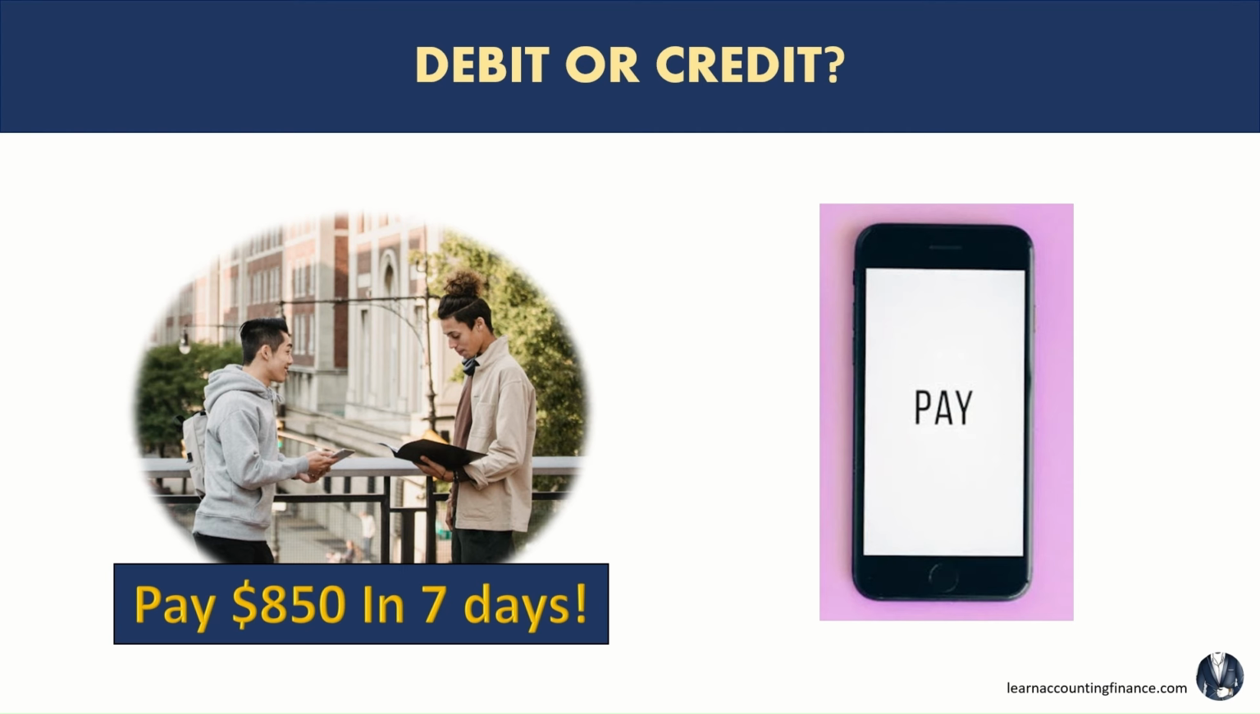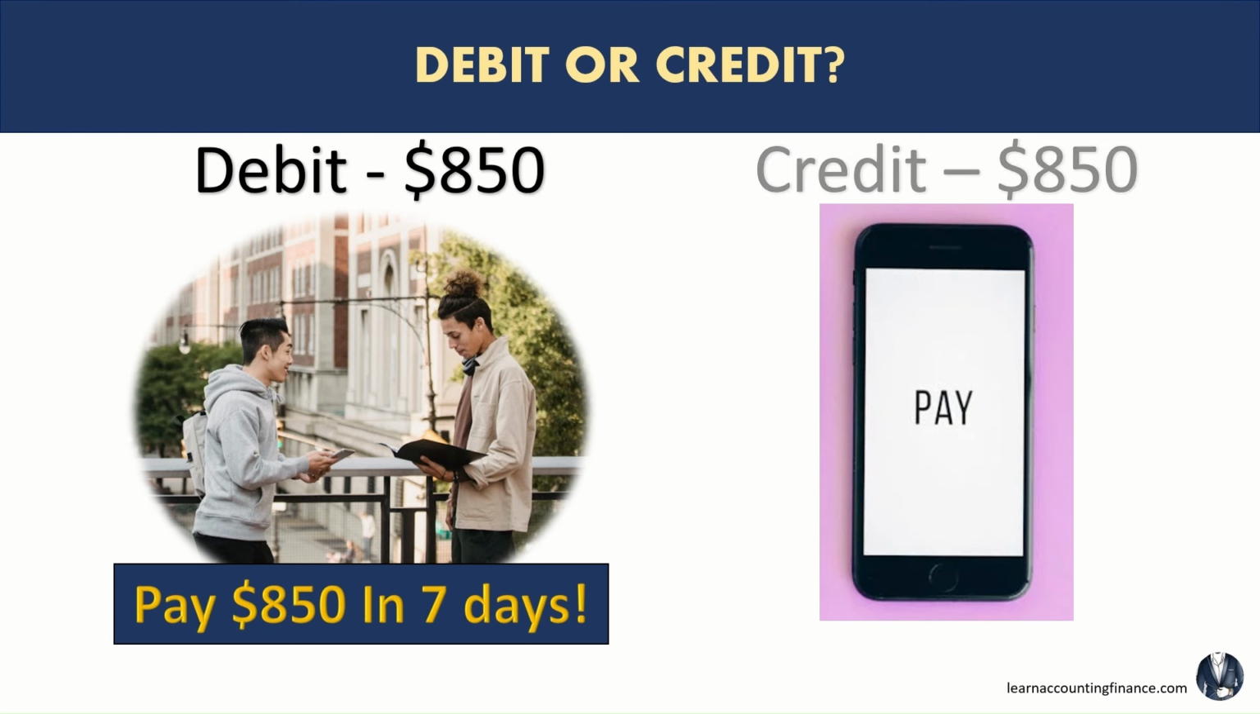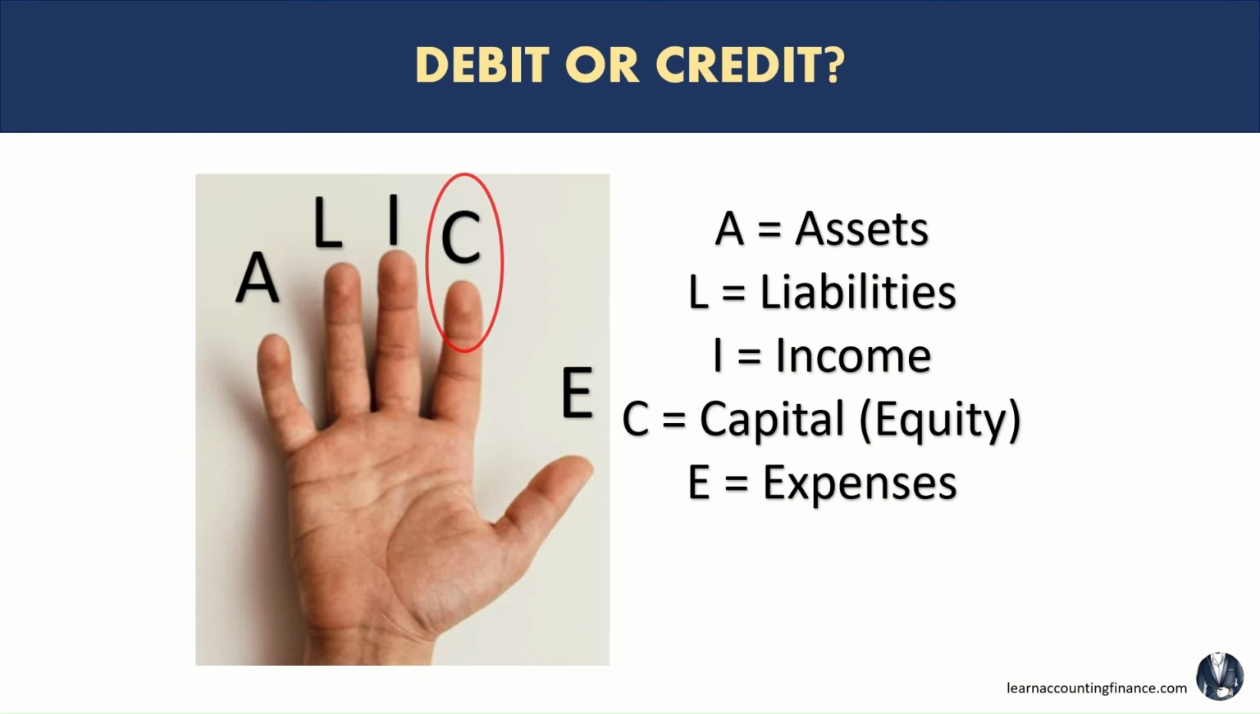But what would be the credit? There is no cash outlay. In this case, the credit will be a liability. This is because you have an obligation to pay in 7 days. There is an increase in liability, which according to our ALICE hand rule should result in a credit. So the accounting entry will be debit mobile phone, an asset, and credit amount payable to friend, which is a liability. In our ALICE abbreviation, just make a note that capital C is sometimes also referred to as equity.